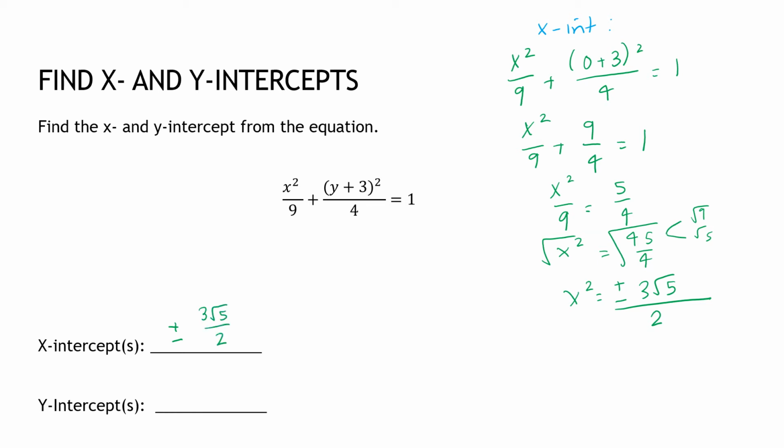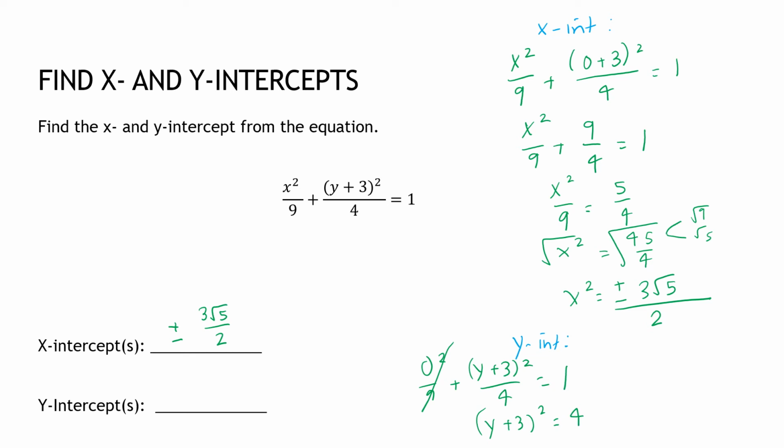For my y-intercept, hopefully it's not quite as much work, but let's just dive in and see. For the y-intercept, I'm going to set x equal to 0. So I'm going to end up with 0 squared over 9 plus (y plus 3) quantity squared over 4 equals 1. This essentially goes away because it's 0 over 9, which is 0. So I'm going to multiply each side by 4.